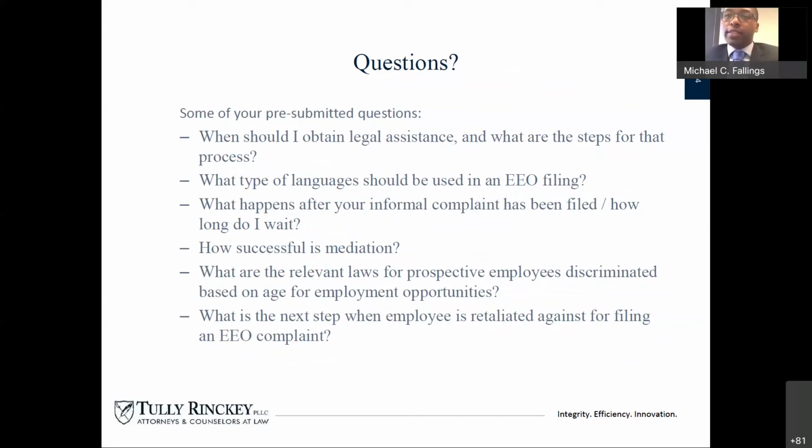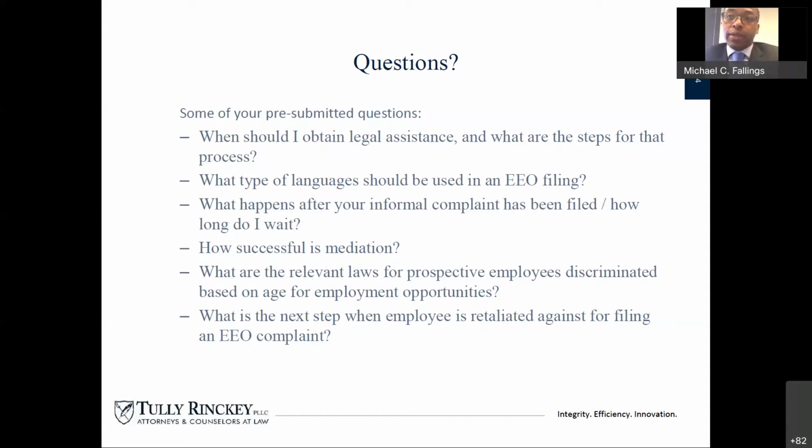When should I obtain legal assistance, and what are the next steps for that process? Well, that is the employee's choice. Because of the specific deadlines and the different options, you could obtain assistance before filing the EEO complaint. However, if you want legal assistance filing it, be sure to obtain it before your deadlines have come. As a reminder, you have 45 days to initiate an EEO complaint from the date of the action or the date you became aware of the action.